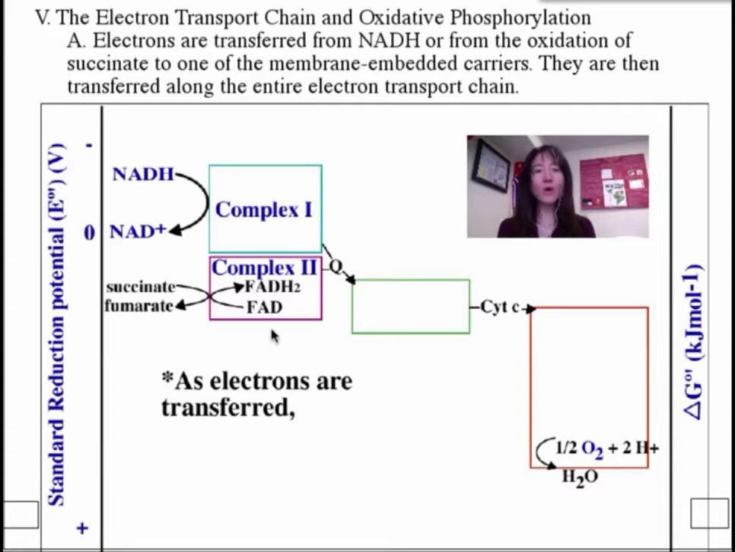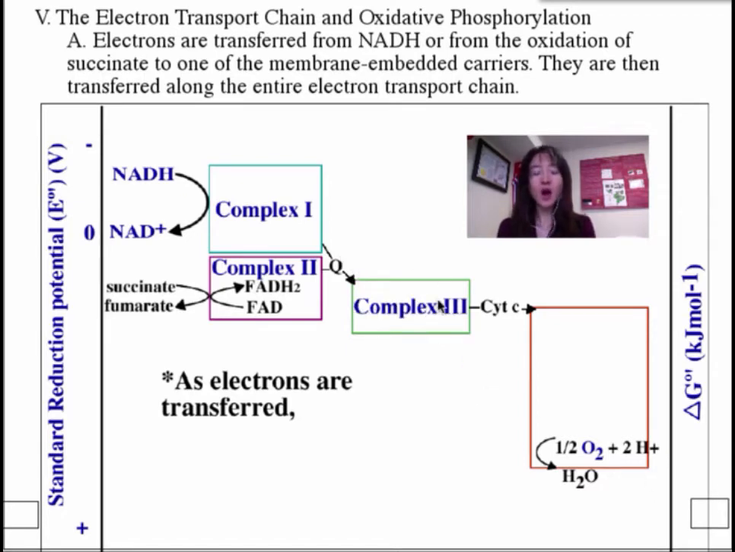Now here's where, when we make that analogy to the ETC being like a highway where there are multiple entry points onto that highway, here's where the entry point from NADH and the entry point from FADH2 come together. They come together at Q. Q is the common carrier. So Q, when it is reduced with electrons either deriving originally from NADH or deriving originally from FADH2 at complex 2, when it takes on those electrons, it becomes reduced, it forms QH2, and once it is reduced, it delivers its electrons to complex 3.